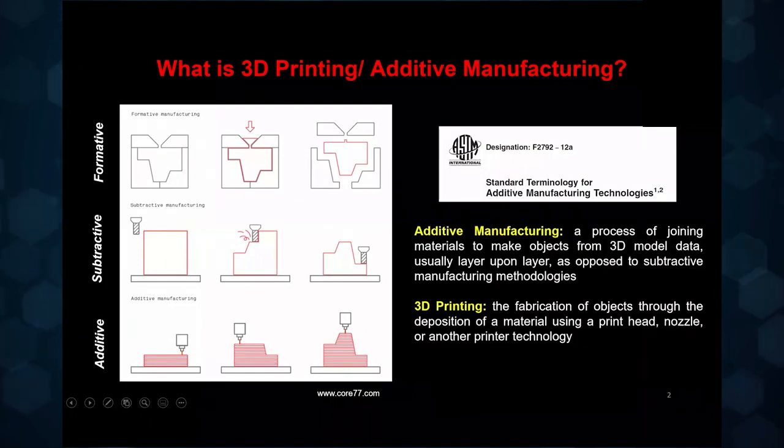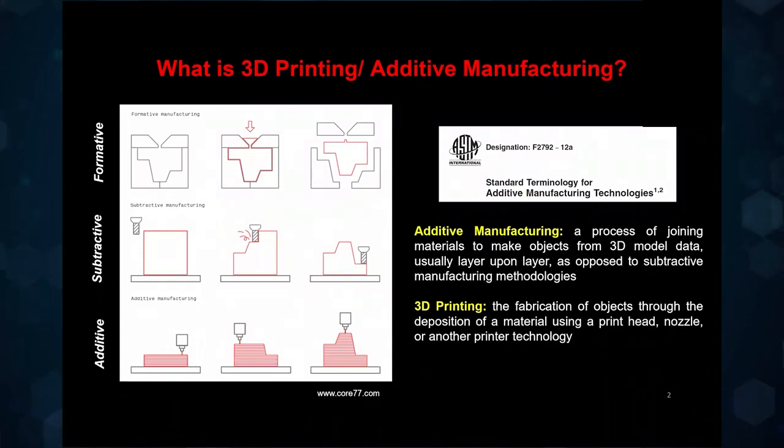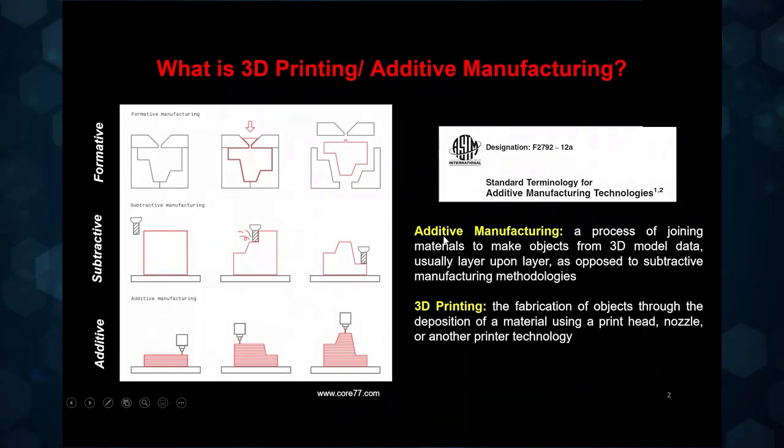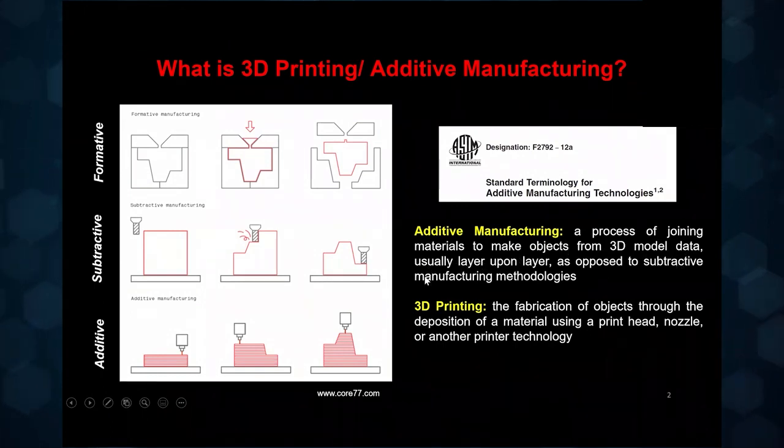So the question is, are additive manufacturing and 3D printing interchangeable terms? Are they the same? Are they different? Well, they're quite similar, not identical though, if you go exactly by technical terminologies. ASTM International defines additive manufacturing as a process of joining materials to make objects from 3D model data, usually layer upon layer, as opposed to subtractive manufacturing technologies. 3D printing is defined as the fabrication of objects through the deposition of a material using a print head, nozzle, or another printer technology. So the subtle difference is that in 3D printing, you have to have some sort of a nozzle or print head where the material gets deposited.